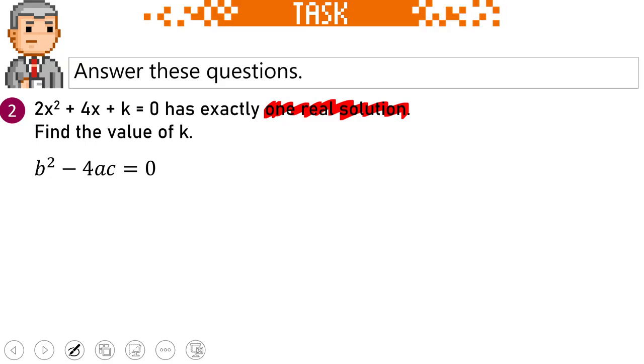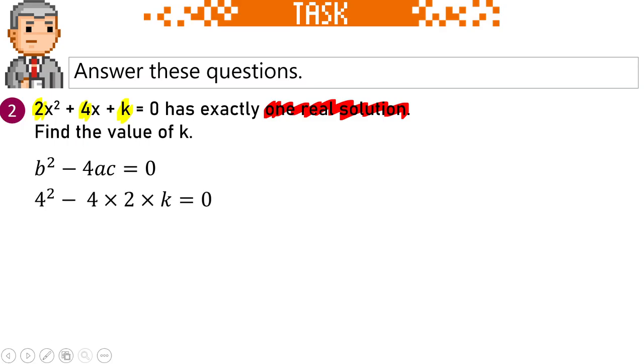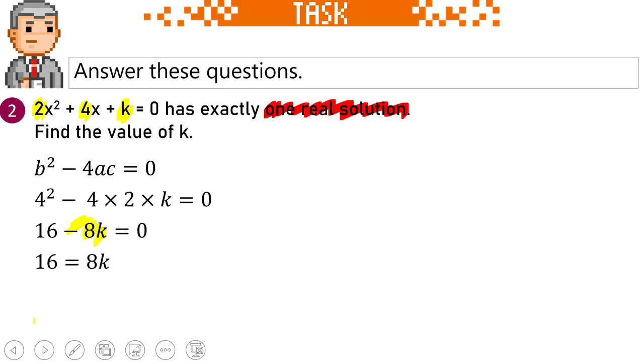The next part is I need to substitute my values into here. So that means b is going to be 4, a is going to be 2, and c is going to be k. Once I simplify this, 4 squared is 16 and 4 times 2 is 8, 8k. I then look at this next part. I will get k over to the other side, which gives me 16 is equal to 8k. I will then divide by 8 and it gives me 2. So k is equal to 2.